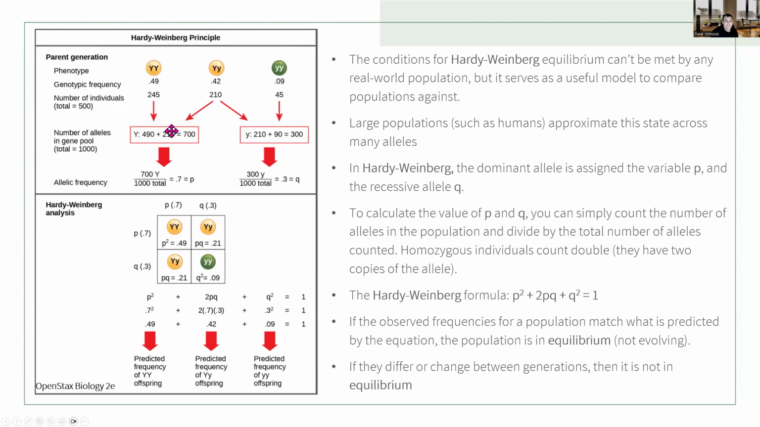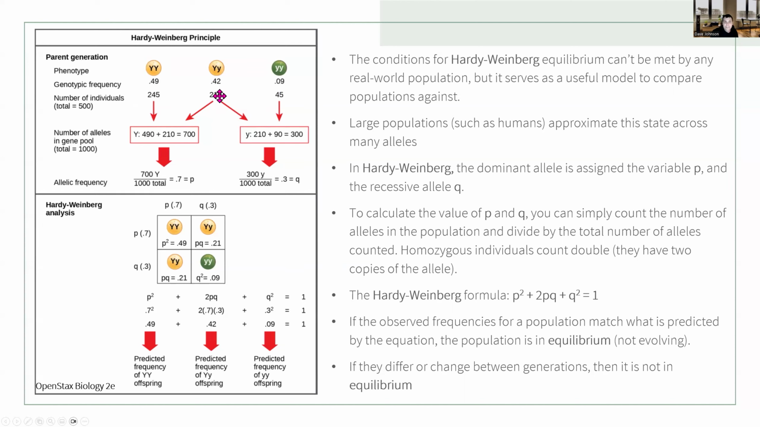We now add all those together. We ask, what is the number of alleles in the gene pool? First we take the 245 for the homozygous dominant and double it. Why? Because there are 2 big Ys in each, which means there are 490 big Ys in this group of the population. And we have 210 individuals that are heterozygous, so there are 210 big Ys there, for a total of 700.